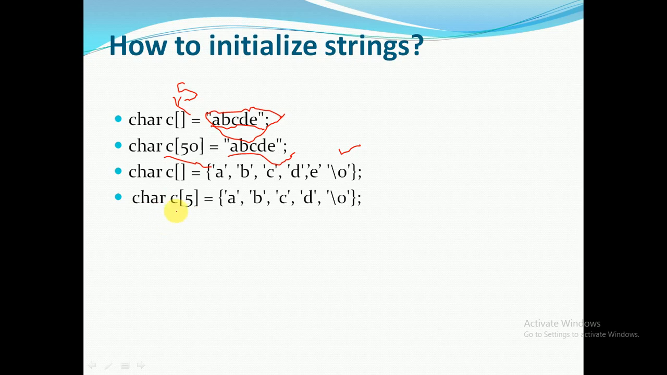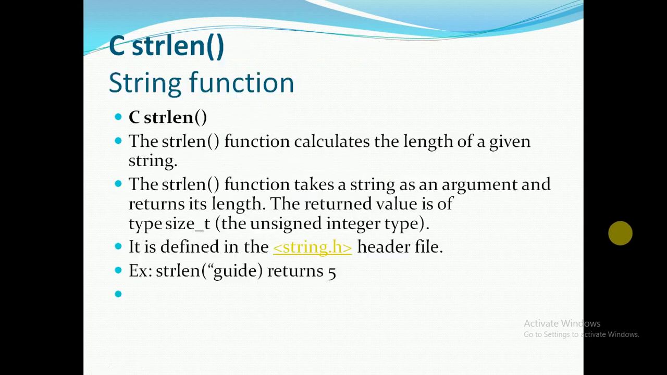Now char c[], here also I am not specifying the size. Internally the compiler will count how many characters there are. So how many characters are there? 5. Now char c[5], how many values are there? 5. But the null character is also a character, so here the correct size will be 6. So this is the way of initialization of strings.